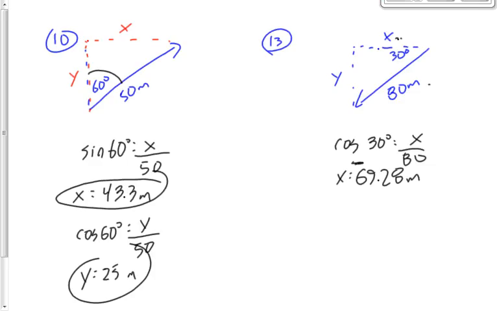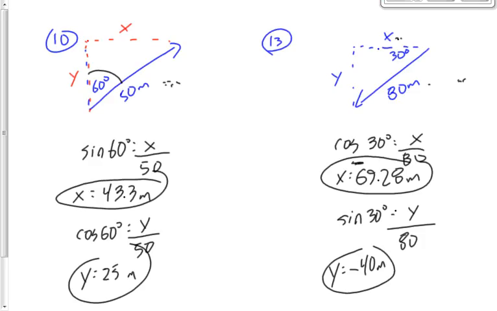Because to the left, right? This one went up and to the right. This one went left and down. Okay, let's do the y component. Sine 30 degrees is equal to opposite over hypotenuse. Y ends up being equal to 40 meters. Is that right? Almost, so close. Not 40, but negative 40, because it's down.